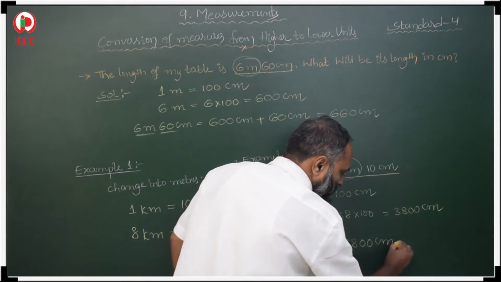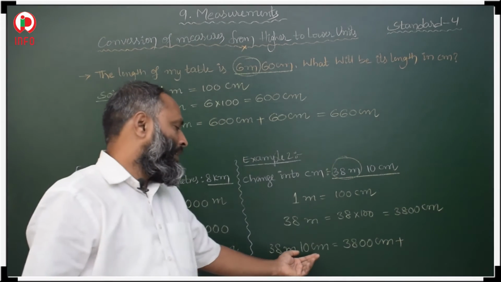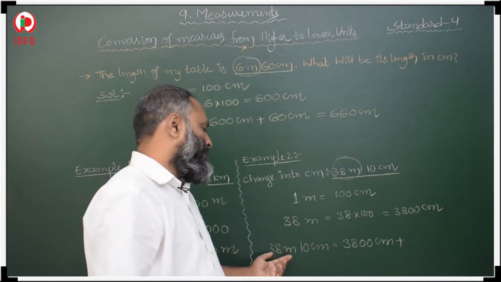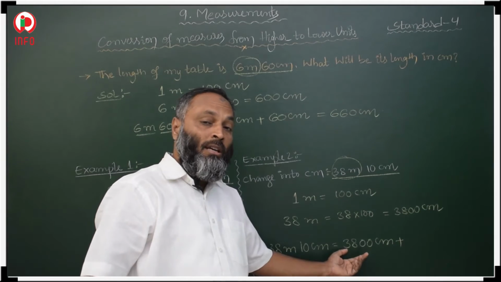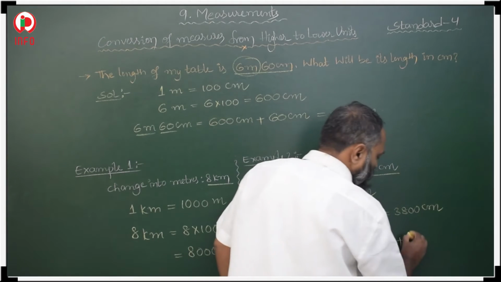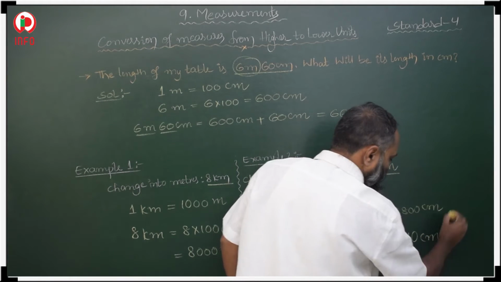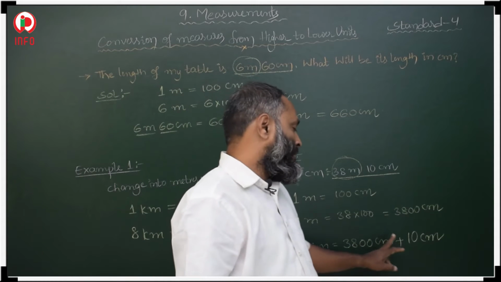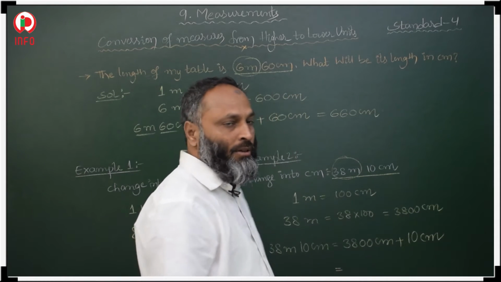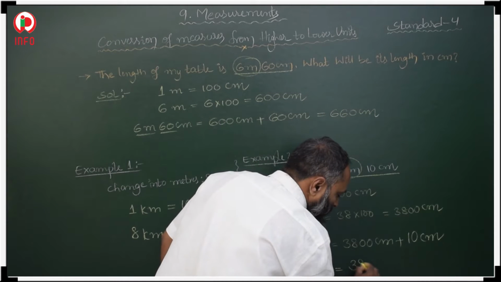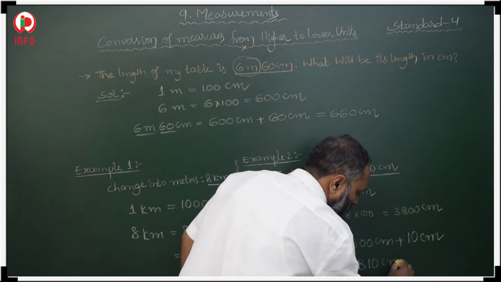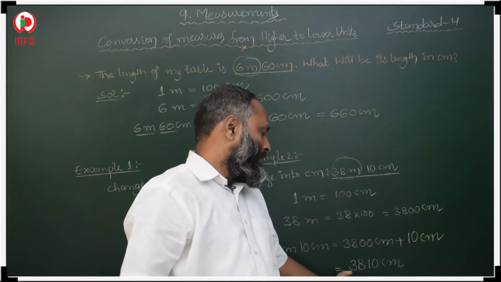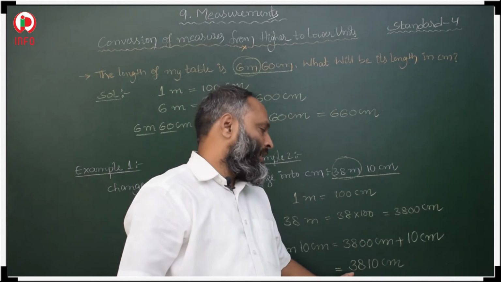3800 centimeters again. So what is given here? 10 more centimeters are given, and we have to add them. So 38 meters means 3800 centimeters, and again we should add 10 centimeters. The total is 3800 plus 10, that is 3810 centimeters. So 38 meters and 10 centimeters in centimeters is 3810 centimeters.